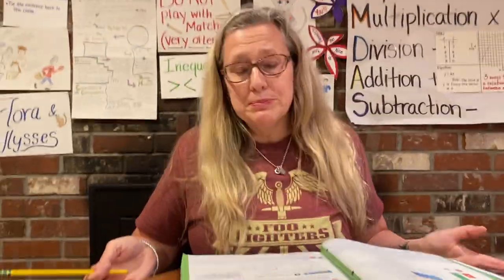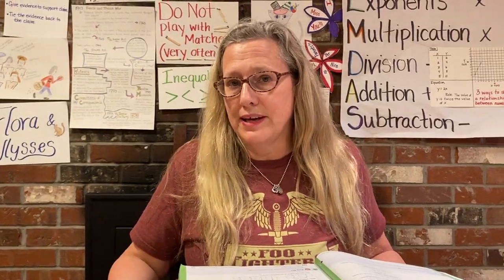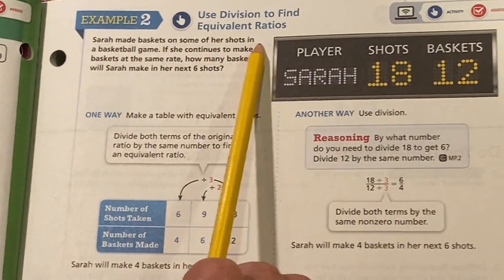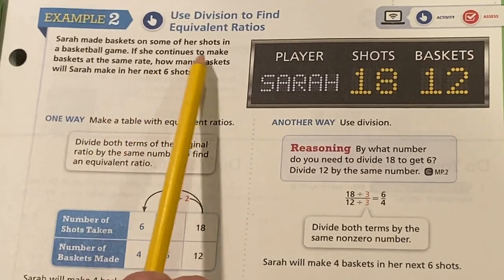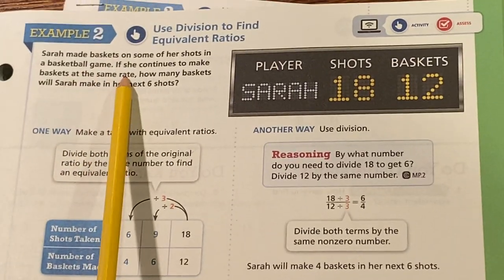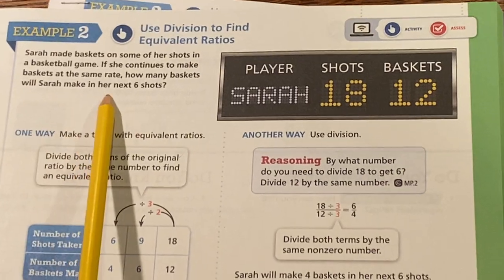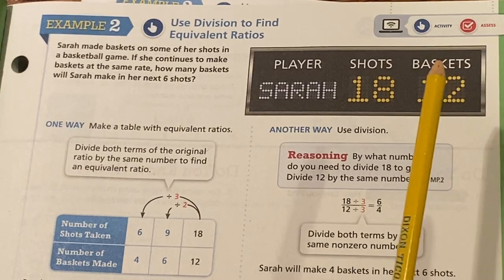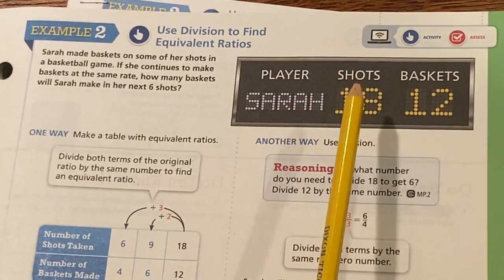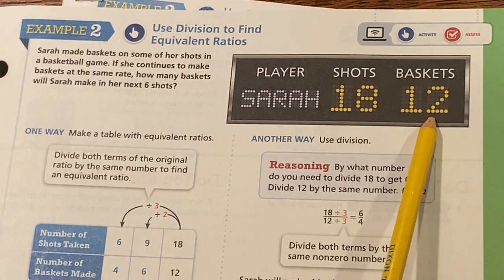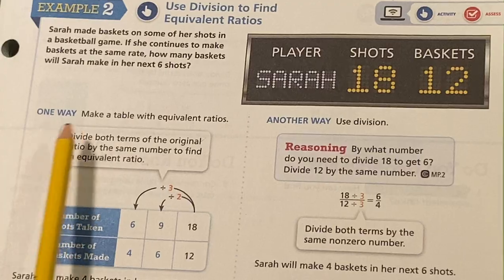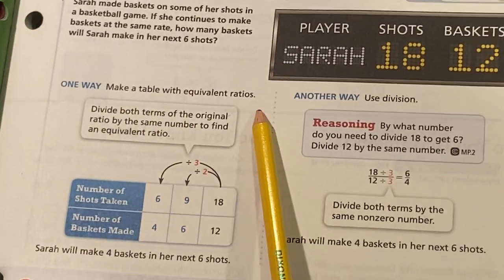All right, we're in our workbooks, starting on page 265. To begin with, Sarah made baskets on some of her shots in a basketball game. If she continues to make baskets at the same rate, how many baskets will Sarah make in her next 6 shots? Let's take a look at how she's doing so far. She has taken 18 shots and she's made 12 baskets. One way to solve this is to make a table with equivalent ratios.